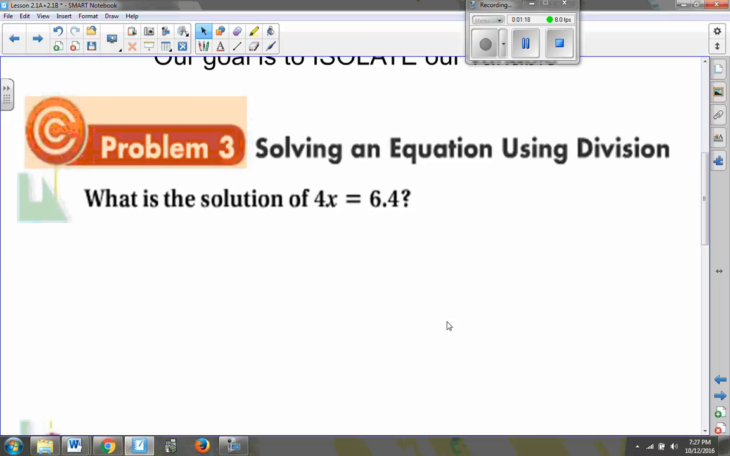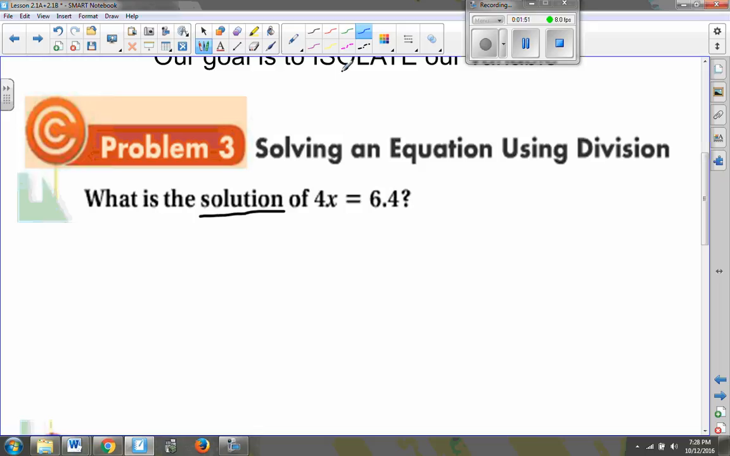Okay, here's an example where they're asking us for the solution to the equation 4x equals 6.4. That means they want us to figure out what x equals here in this case. But what we have to notice is that our x number here is currently being multiplied by 4. Remember that when we just have a number and a letter next to each other, they are being multiplied together. So this is 4 times x equals 6.4. So we have to isolate our x by undoing that multiply by 4.